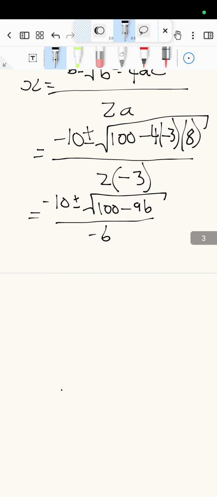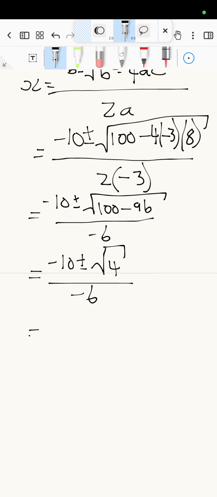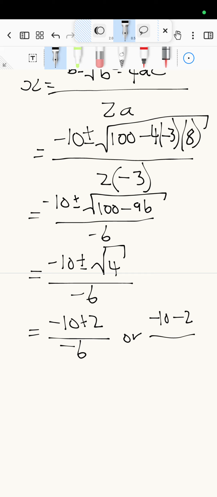Because my values look so nice, I'm going to go ahead and continue without the calculator. So this is going to be 100 minus 96, which is 4, divided by negative 6. So this is going to be minus 10 plus 2 divided by minus 6, or minus 10 minus 2 divided by minus 6.